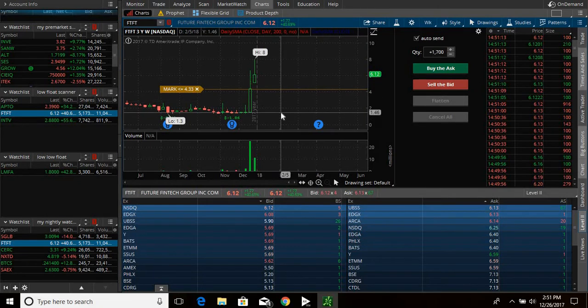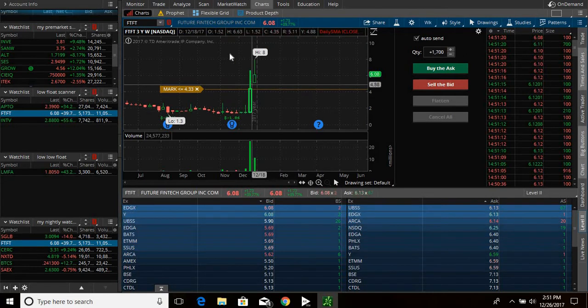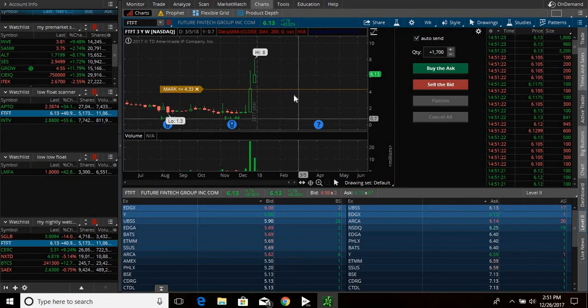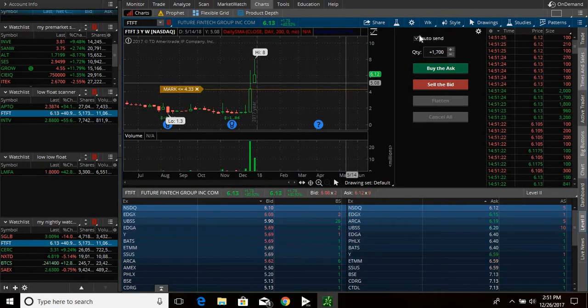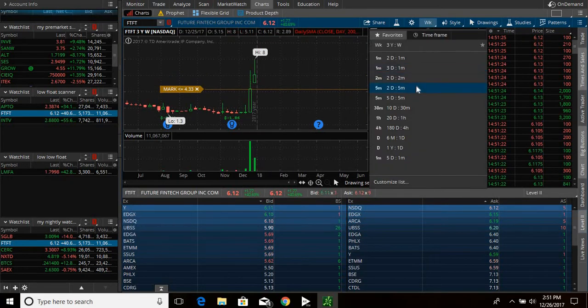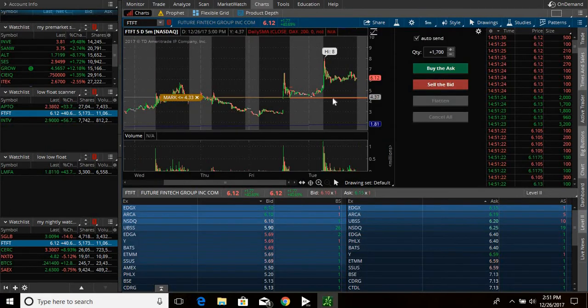Okay, if the stock does this, I'll do this. If the stock does this, I'll do this. So we want to react to what the stock does. We don't want to predict, okay, I think this stock's going to go this way, so I'm buying. No. If the stock does this, I'll do this. If the stock does that, I'll do that. Now, let me show you a 5-day, 5-minute chart.